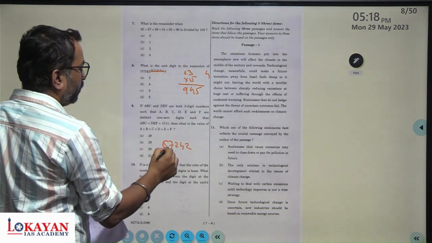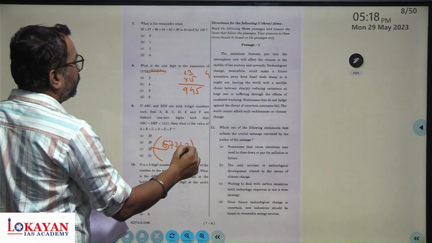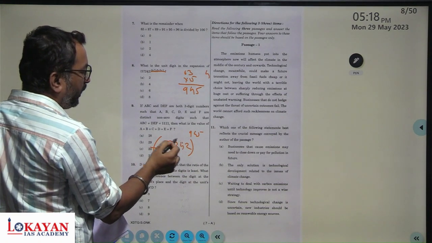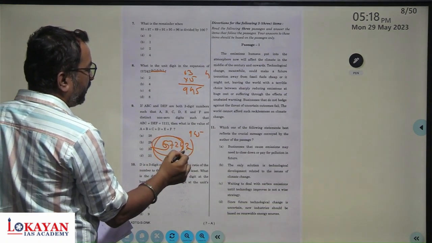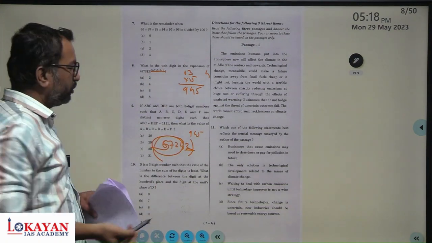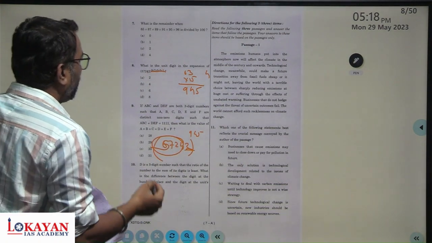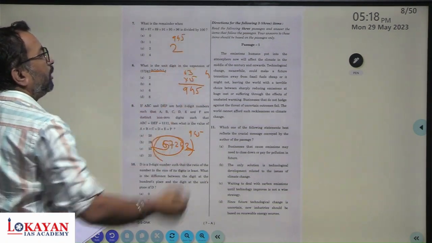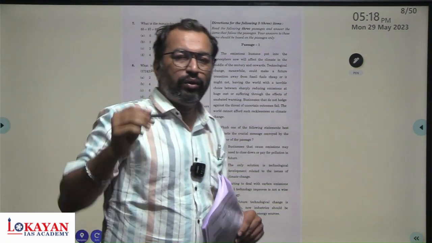So ultimately this number became 57242 raised to 945. Now no need to look at other digits. We have to just check the unit digit. What is the question? What is the unit digit of this expansion? So just pay attention to the unit digit. That means we have to find just 2 raised to 945. Still it is difficult to find 2 raised to 945.